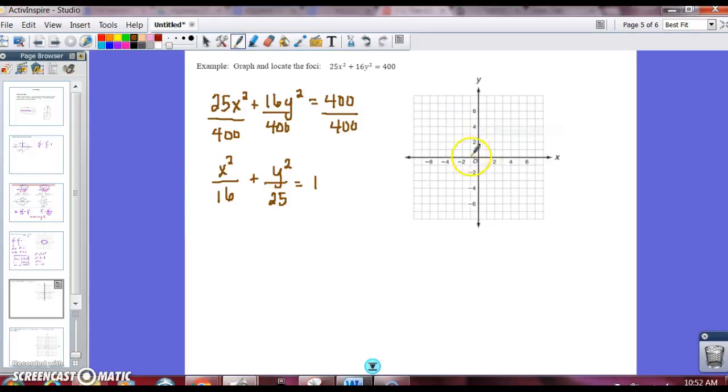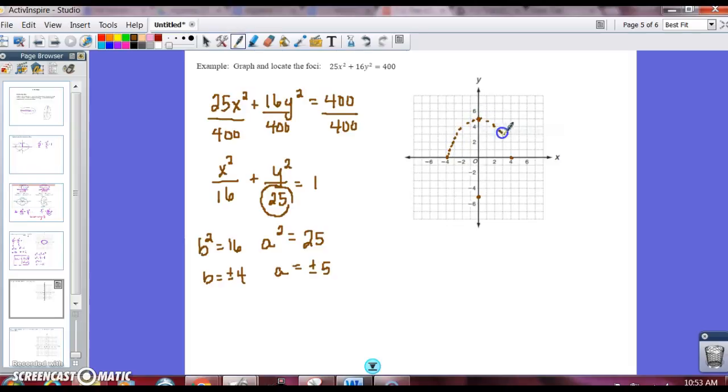My center is still at the origin. My major axis this time is along the y-axis. It goes up and down because my larger number is under y. So my a squared now is 25, which means that a is plus or minus 5. And my b squared is 16, which means that my b is plus or minus 4. So up here I'm going to go up to 5 and down to -5, out to 4 and out to -4.